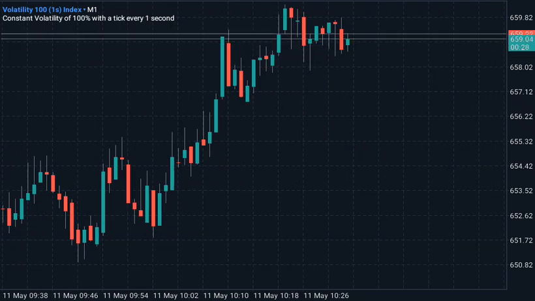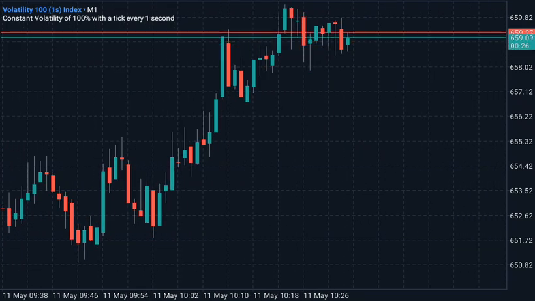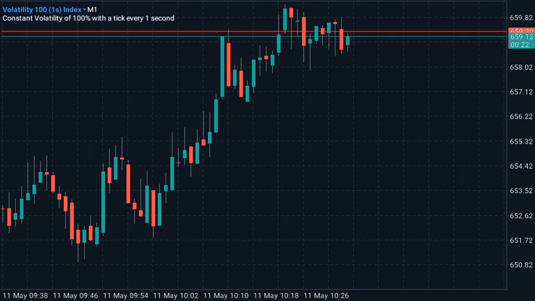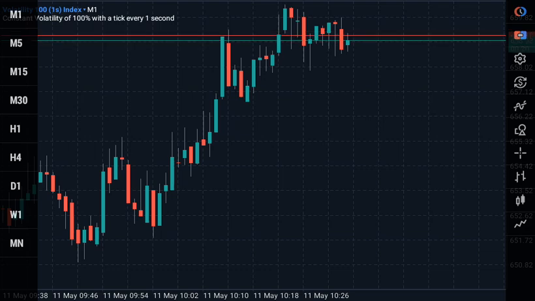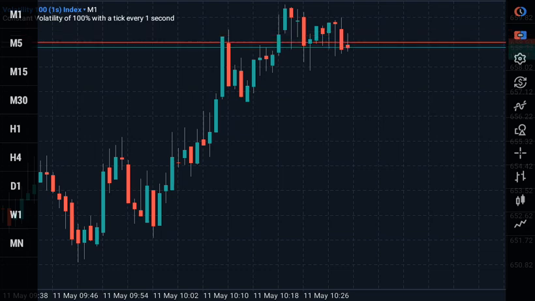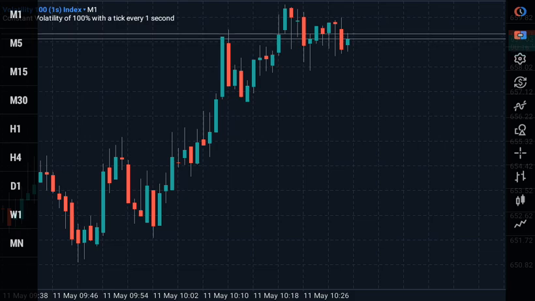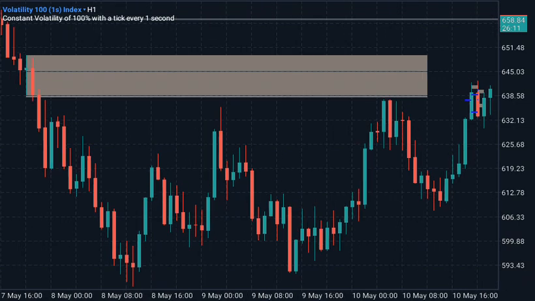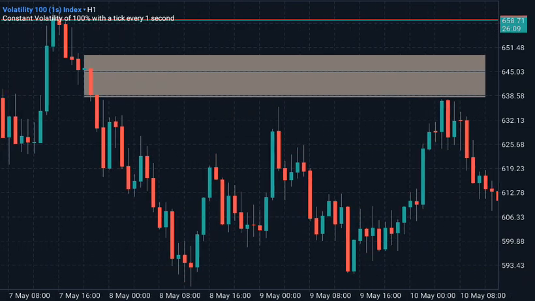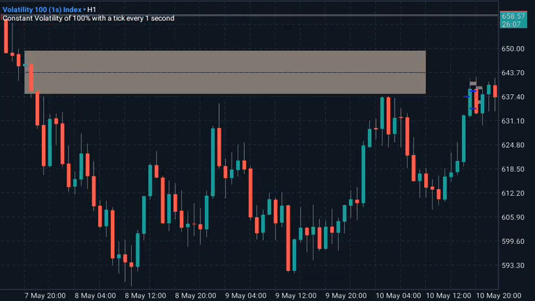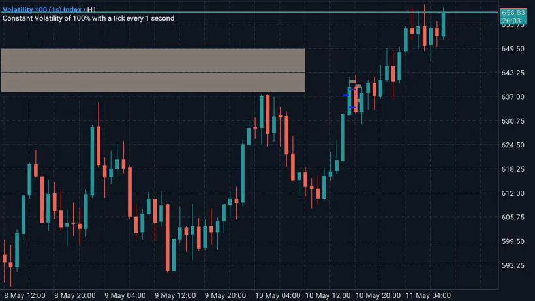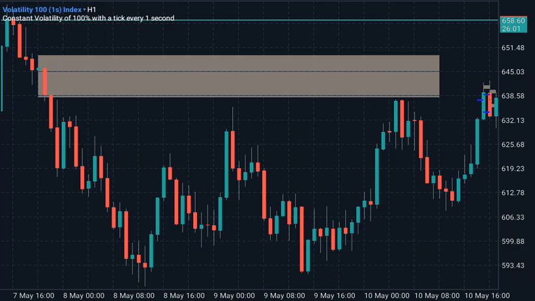A quick one. I really just want to show you the setup of one of my analyses from yesterday night. So I went on VIX 100 1x. I went from the 1 hour and was able to spot this point of interest. This is my point of interest. So I was waiting for the market to get to that point of interest.